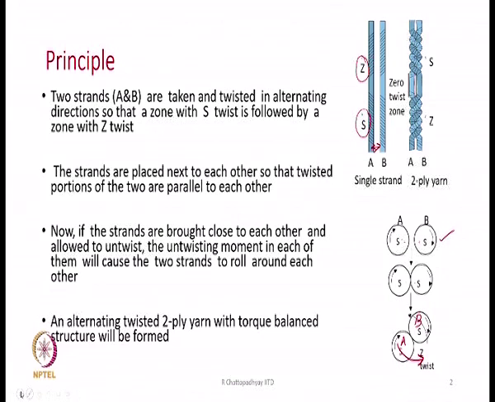and we will get a torque balanced structure. Wherever we have S twisted portions, the ply twist will be in the Z direction, and wherever we have Z twisted portions, the ply twist will be in the S direction. And now, the individual strand twist and the ply twist will balance each other, that is, the torques will balance each other, and as a result we will get a two strand plied yarn and it will be torque balanced. There will be no untwisting torque in the plied structure. So, this is the principle.